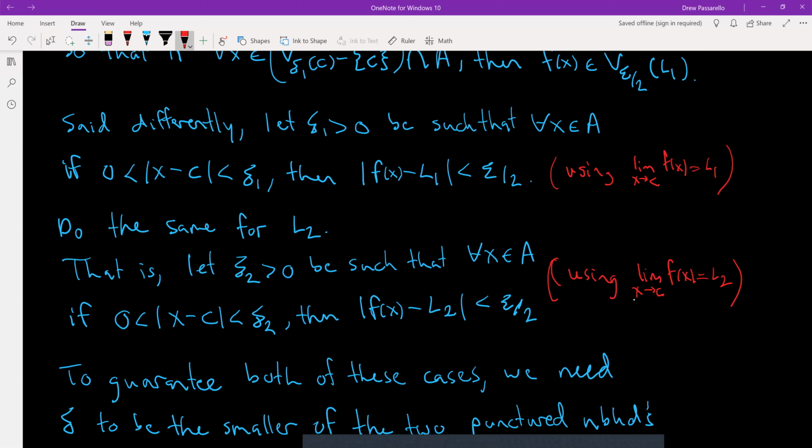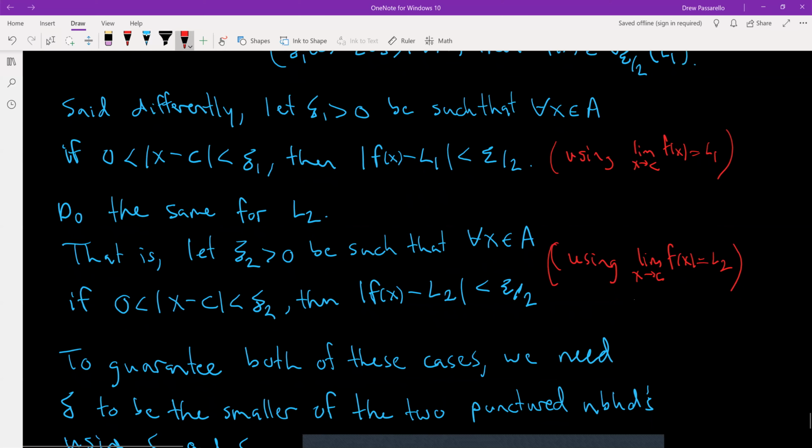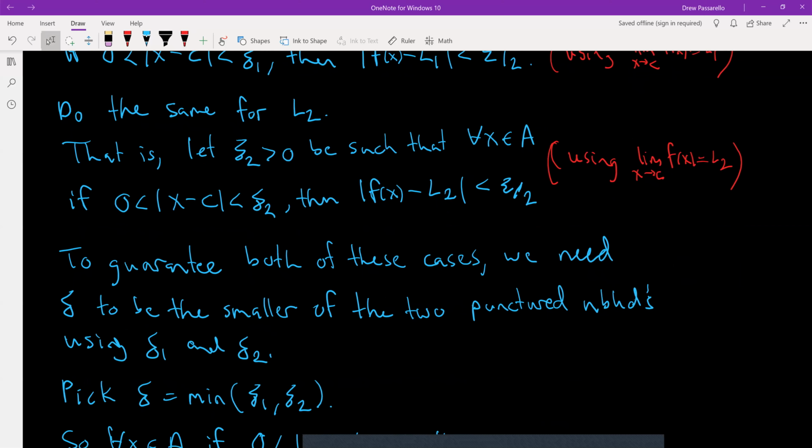So we need to guarantee both of these cases. So we want both of these cases to occur, so we're going to choose delta to be the smaller of the two punctured neighborhood radii. Let delta be the smaller of delta 1 and delta 2, where delta 1 and delta 2 are two punctured neighborhoods around C. So we want it to guarantee the limits for both, so we need to use the smaller radius. So pick delta to be the min.